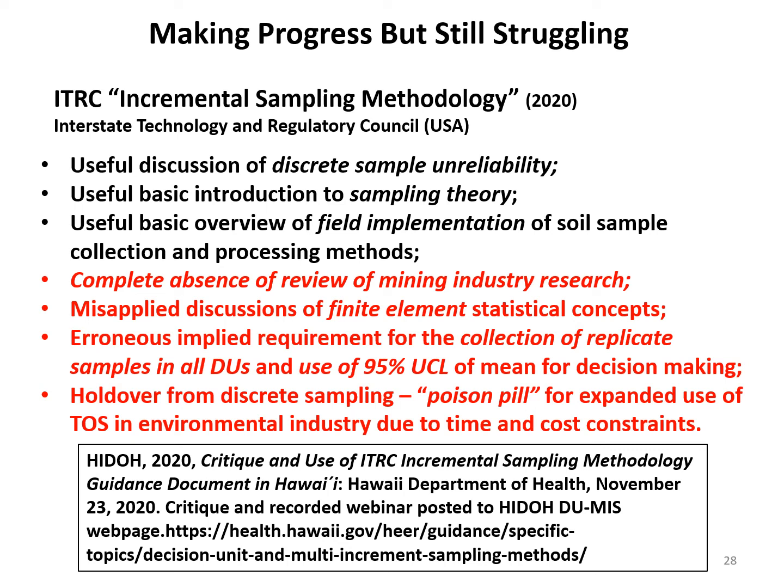They updated it in 2020. So the discussions in this document on discrete sample unreliability are actually pretty good. It's a very useful discussion there. They give a useful basic introduction to sampling theory in the document. It's much improved over the 2010 version. Especially, they give a really good basic overview of field implementation of soil sampling, collection methods and processing in the laboratory, and all. That's all well done. Not a lot of details.